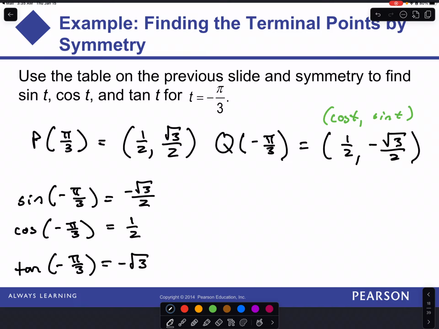Okay. The reciprocal of sine is cosecant. So negative 2 over root 3. We usually rationalize. We typically don't leave radicals in the denominator.